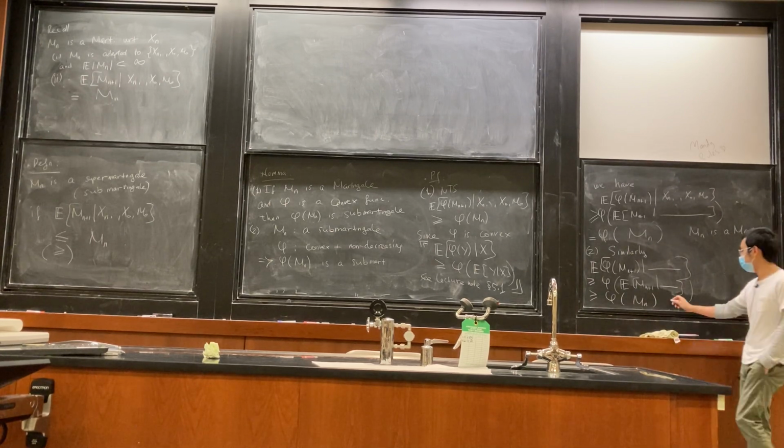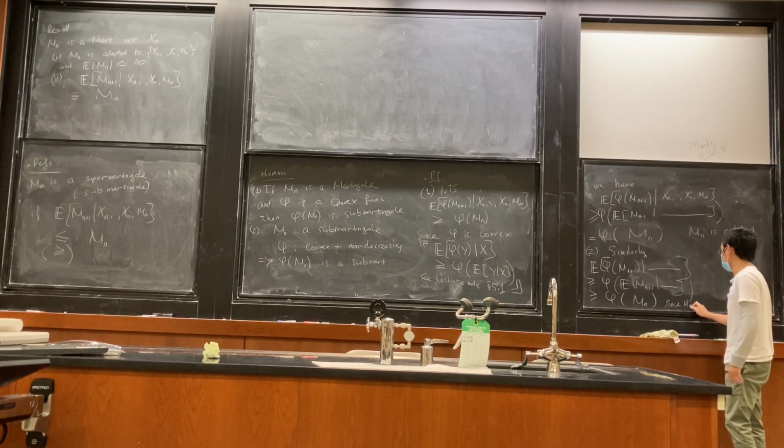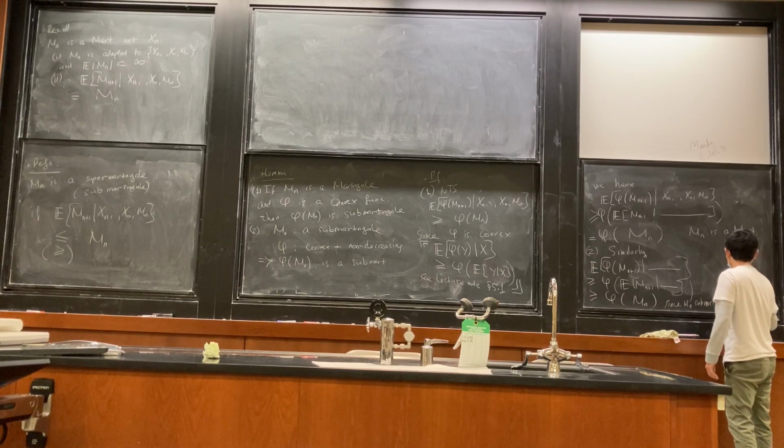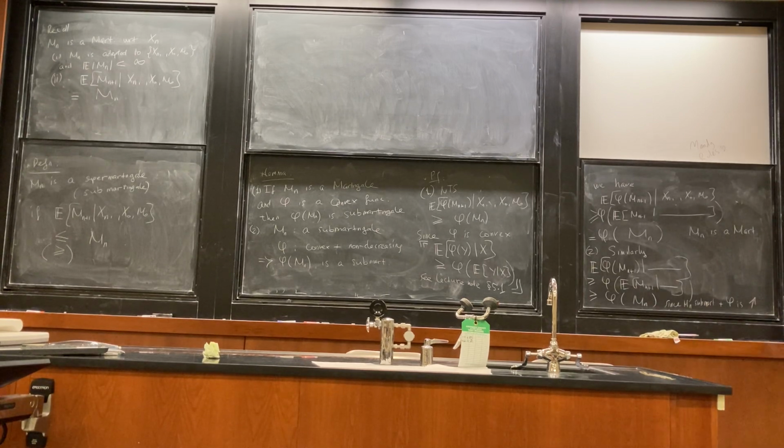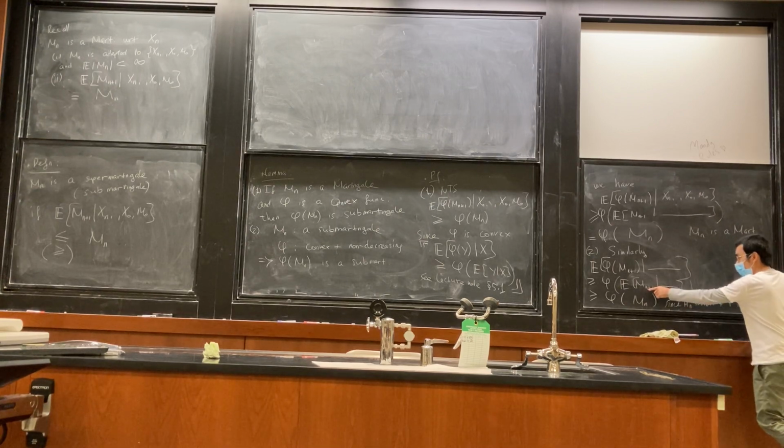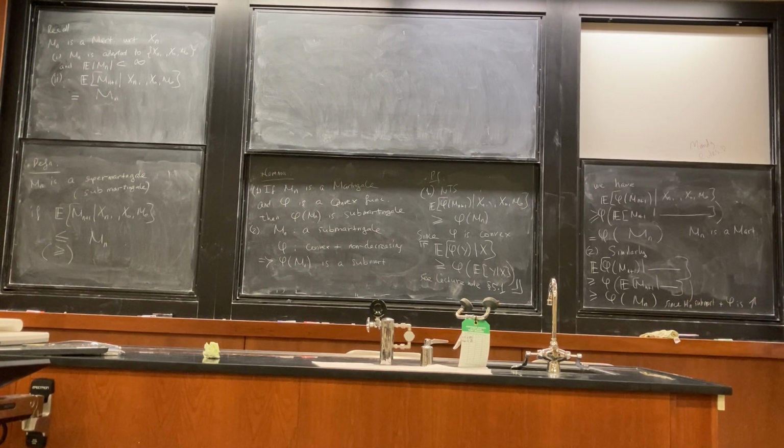So since Mn is a submartingale and phi is non-decreasing, the expected value of Mn plus 1 conditioned on the past is greater than Mn, and because phi is a non-decreasing function, we have that before. As a whole, the conclusion is phi of Mn is a submartingale.